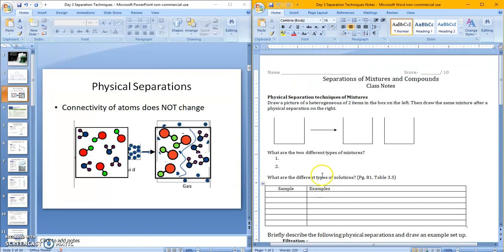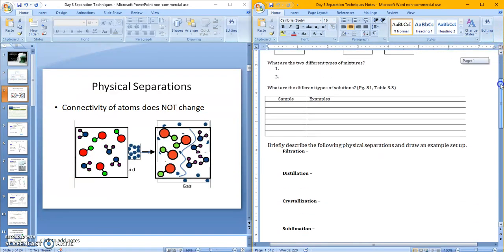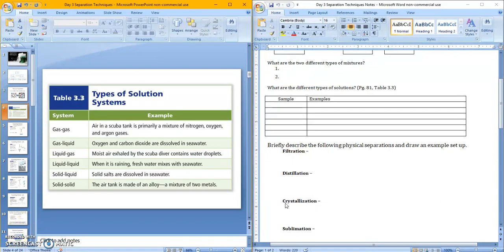Alright. So, what are the two different types of mixtures? Homogeneous and heterogeneous. Those are the two different types of mixtures. Now, you may recall, homogeneous mixtures can also go by the name of solution. A solution means a homogeneous mixture. And over here, I got this table out of your book, but these are some of the mixtures or solutions that can happen with the different phases of matter.